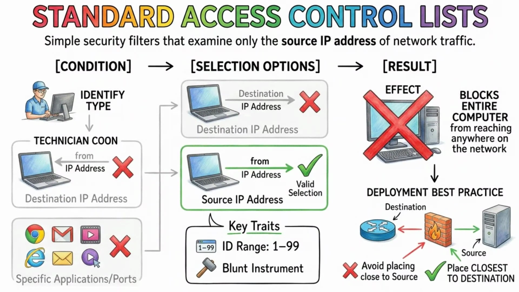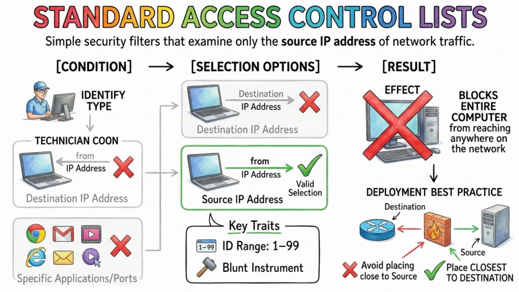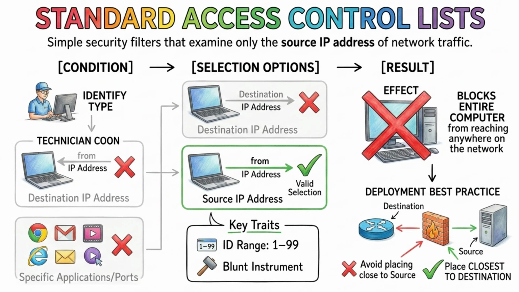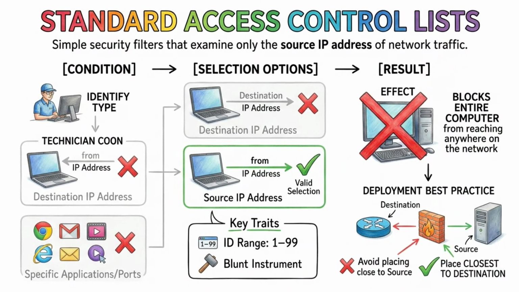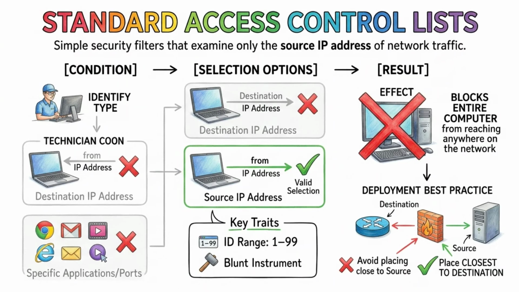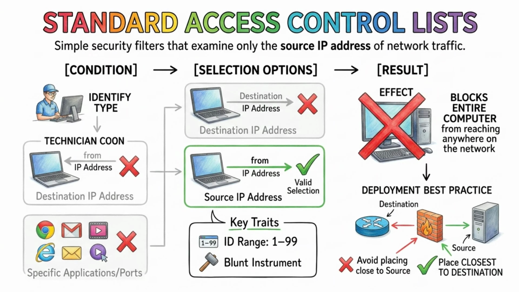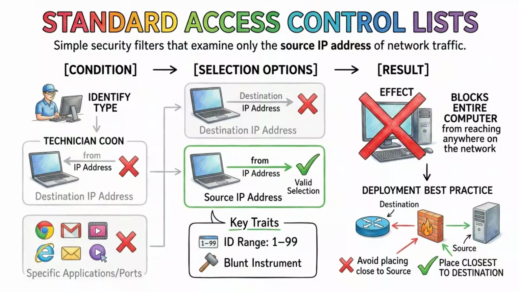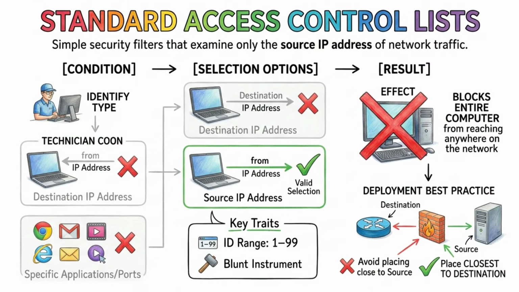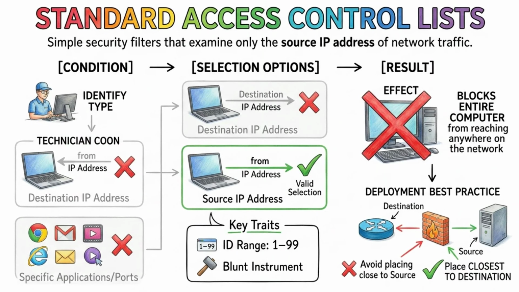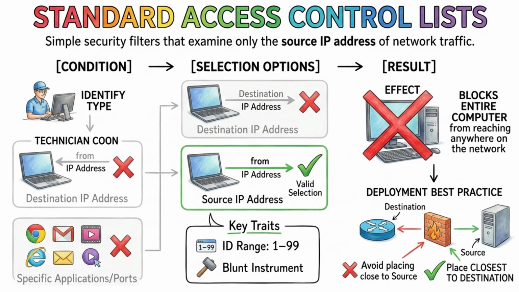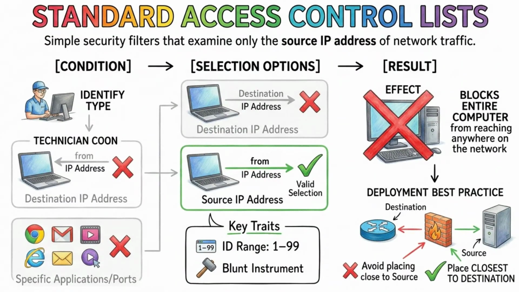There are two primary types of access control lists you absolutely must master, starting with the basic standard ACLs. Standard ACLs are very simple security filters that only look at one single piece of information, which is the source IP address of the original sender. Because they are so incredibly simplistic, they act like a heavy blunt instrument, completely blocking an entire computer from reaching anywhere on the network, rather than blocking a specific software application. Standard ACLs use identification numbers between 1 and 99, and they are typically placed as close to the final destination as possible to avoid accidentally dropping legitimate data.